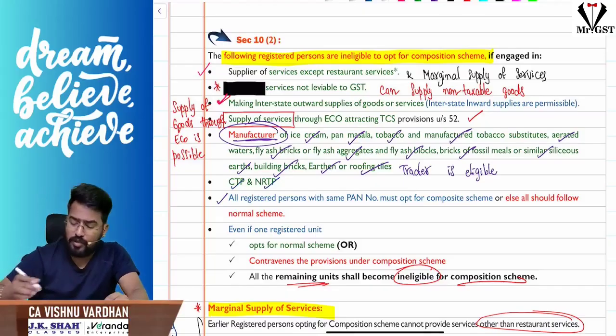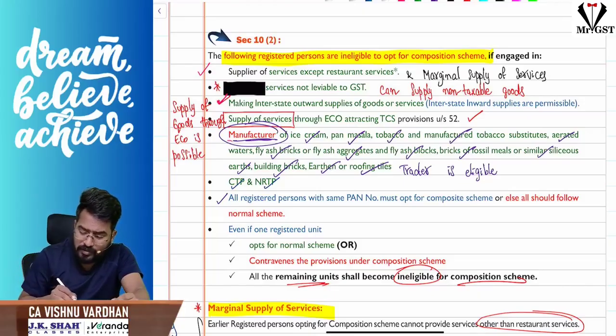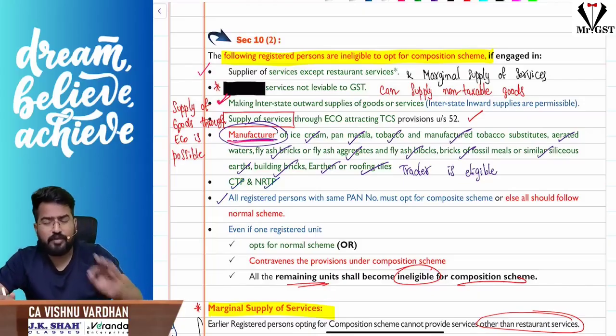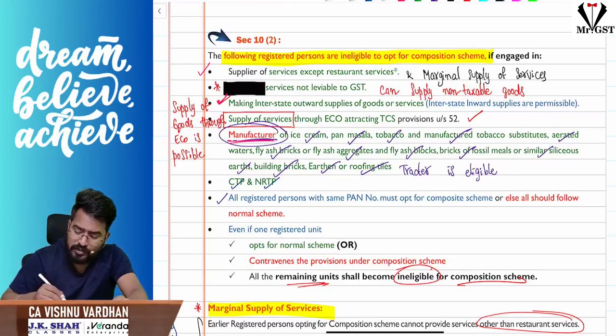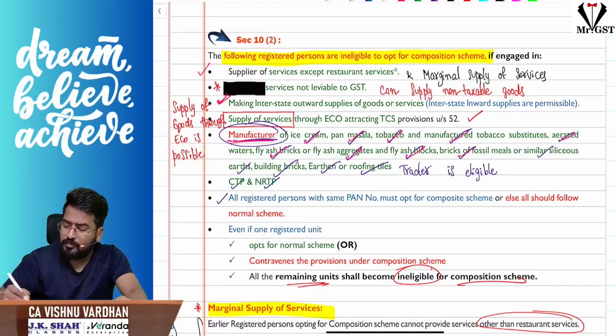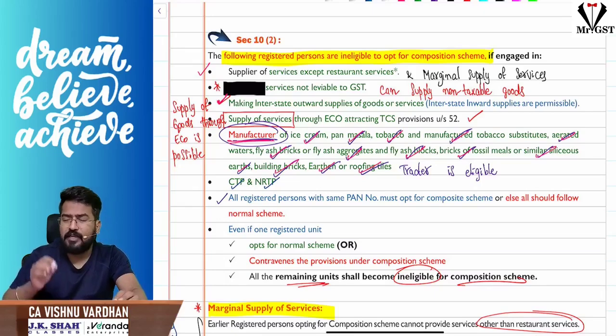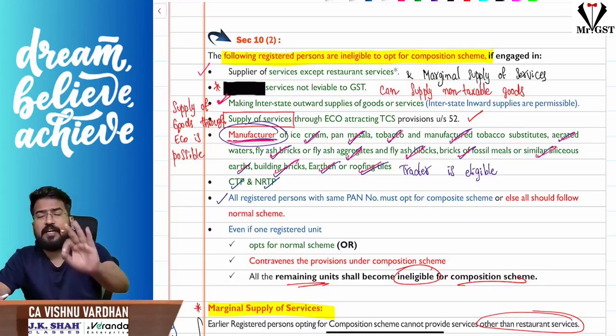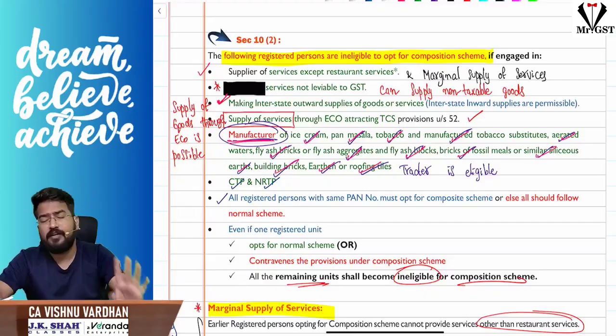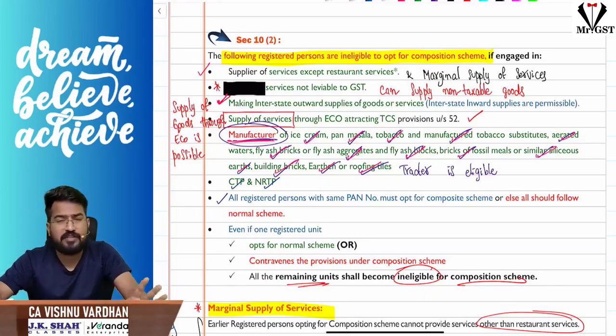And also, sir, you should not be a manufacturer of certain notified products. What are those? Ice cream, pan masala, tobacco, manufactured tobacco, aerated waters, fly ash bricks, fly ash aggregates, fly ash blocks, bricks of fossil meals or similar siliceous earths or building bricks, earthen or roofing tiles. You should not be manufacturing and selling them, sir. Trader, yes, fine, he is eligible, but manufacturer is not eligible.